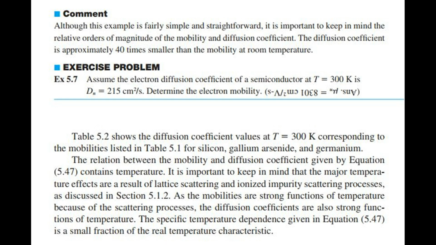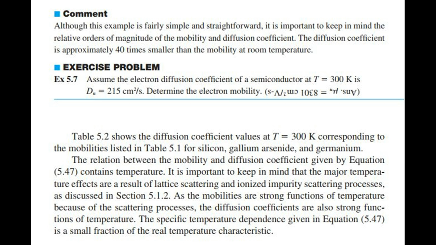Comment: although this example is fairly simple and straightforward, it is important to keep in mind the relative orders of magnitude of the mobility and diffusion coefficient. The diffusion coefficient is approximately 40 times smaller than the mobility at room temperature. Table 5.2 shows the diffusion coefficient values at T equals 300 kelvins corresponding to the mobilities listed in Table 5.1 for silicon, gallium arsenide, and germanium.